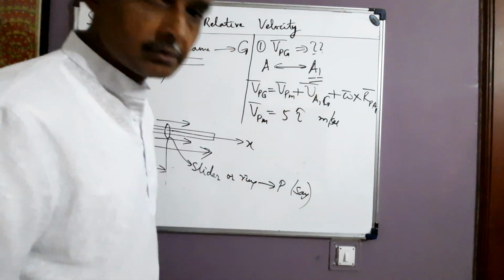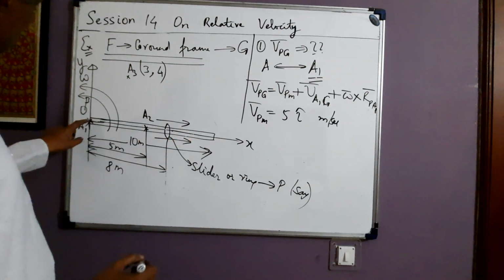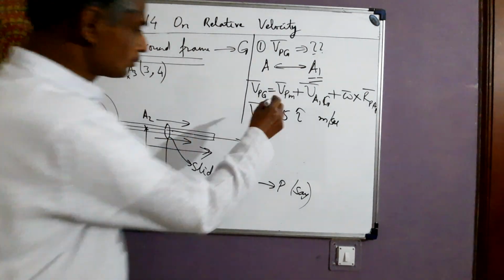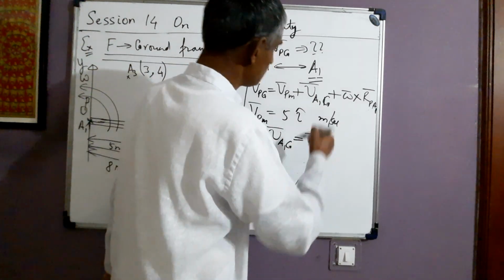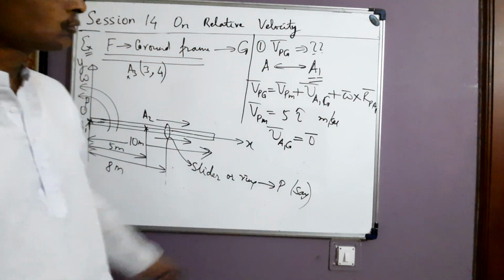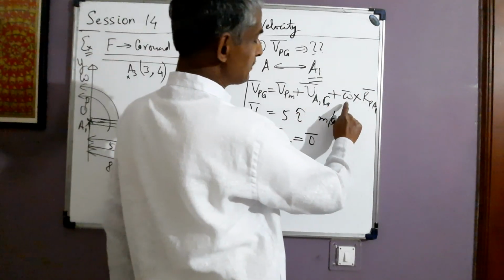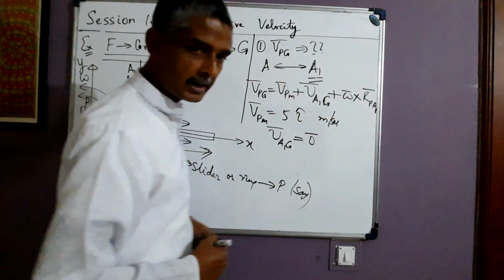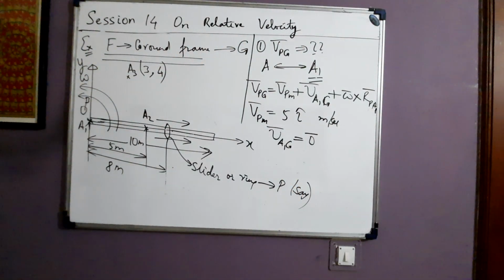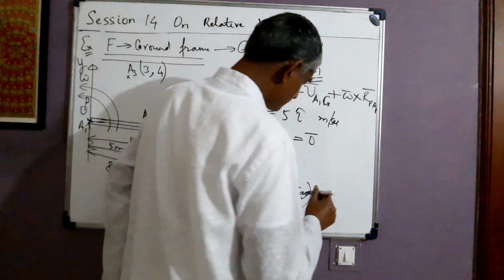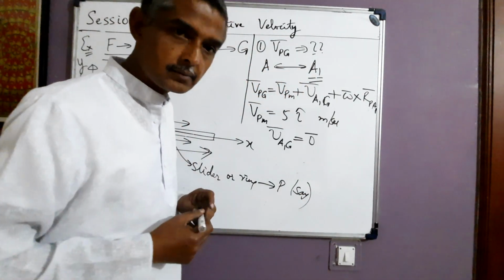Now we have to know VA1G. A1 is the material point of rod M which is fixed at the origin. So VA1G is 0. It is at rest, so this term goes away. Now we have to write down omega cross RPA1. To know that, we should write omega in vector form, in IJK notation. Omega is given to be 4 radian per second anti-clockwise.